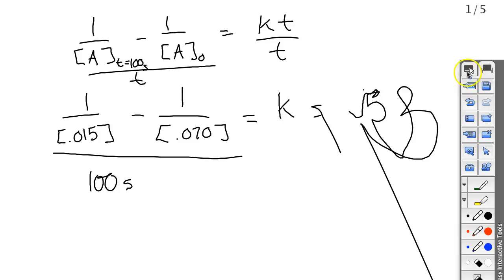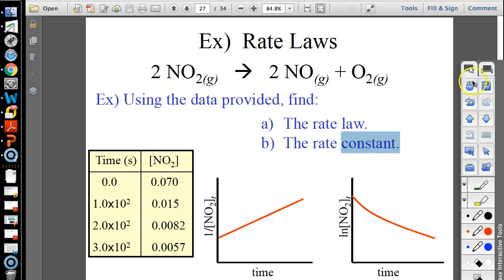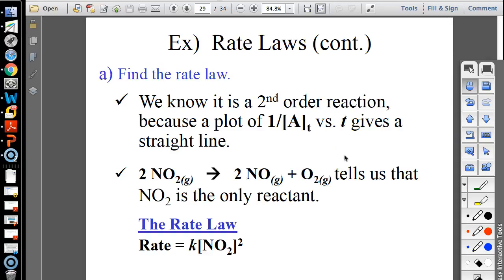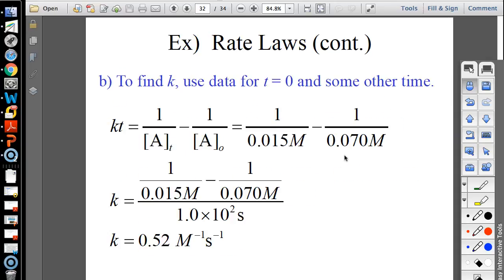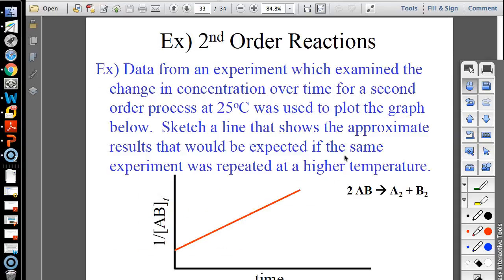All right, so going back, let's look at that again better. And so there's the rate law, and then we fill the stuff in. And then this is the last line. So here's the data from an experiment in which the concentration over time for a second order process, and we can tell it's a second order process because 1 over the concentration of the reactant is a straight line. Sketch a line that shows the appropriate result that would be expected if it was completed at a higher temperature. So talk to your friends, and then you get 30 minutes to do practice.